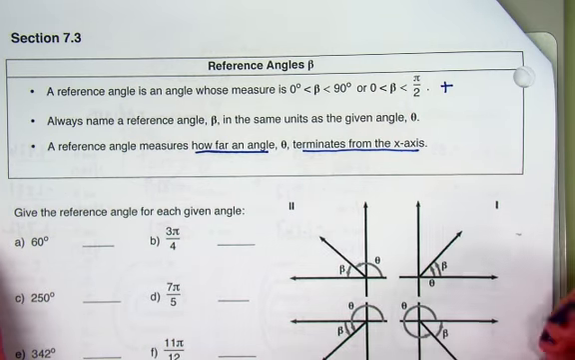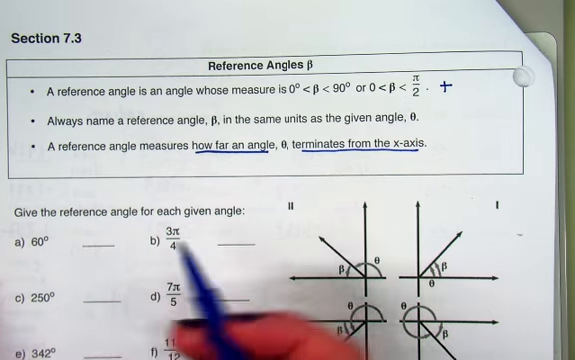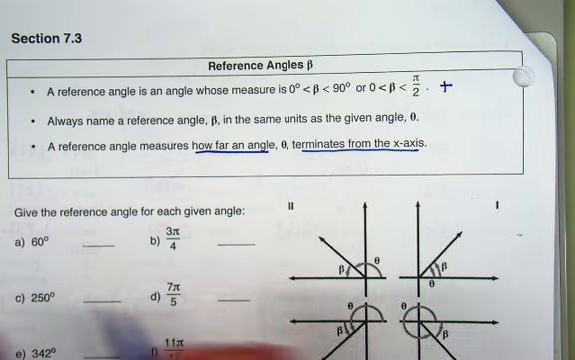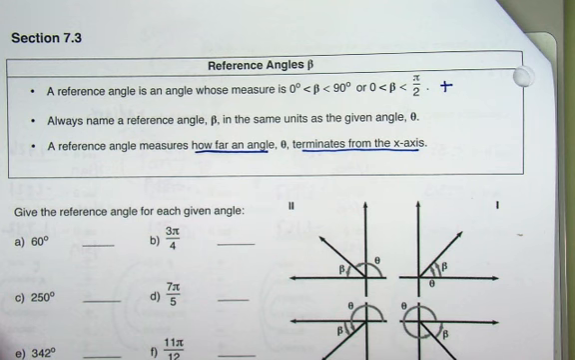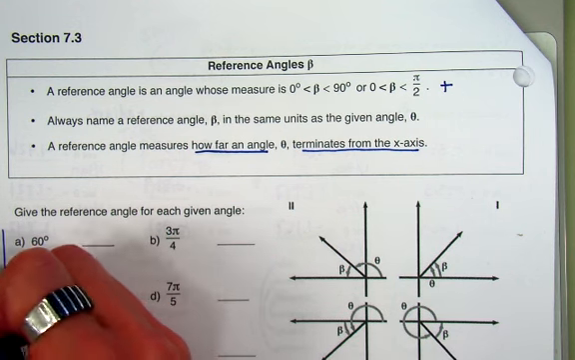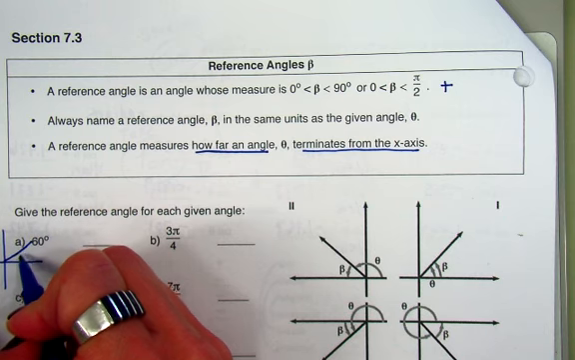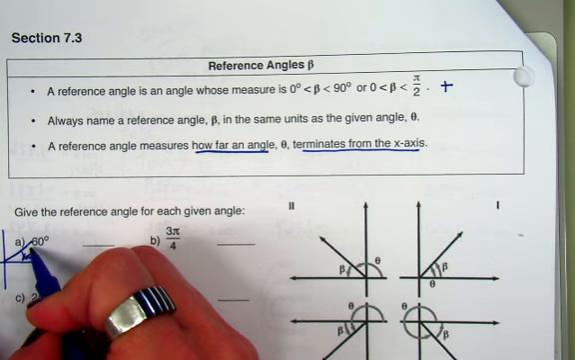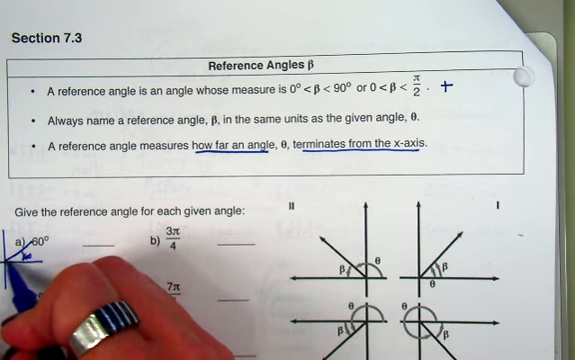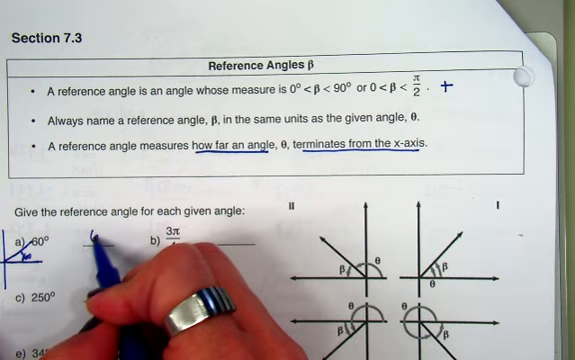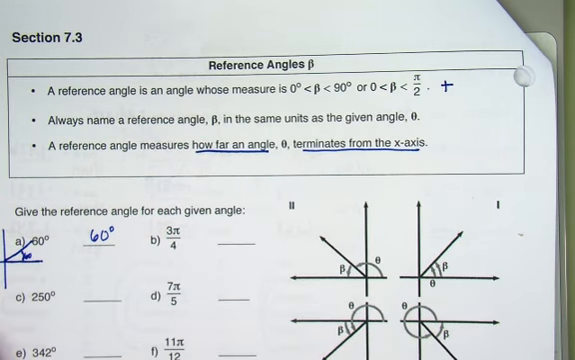So for example, 60 degrees. If I look at 60 degrees, I'm looking at how far it is from the x-axis, right? So here, for example, I would just graph 60 degrees, wherever my 60 degrees is. Well, how far is it from the positive x-axis in this case? It's just 60 degrees away. So my reference angle is just 60.